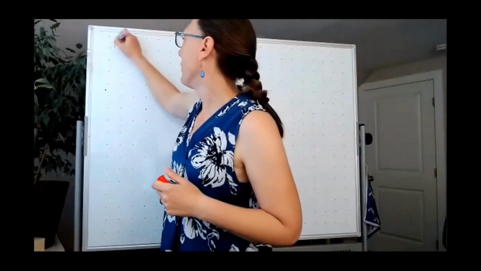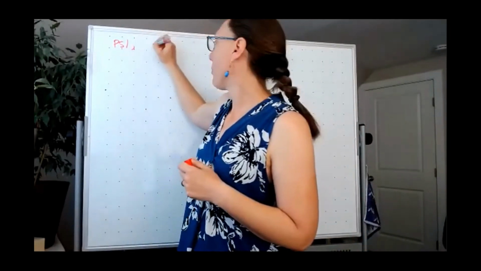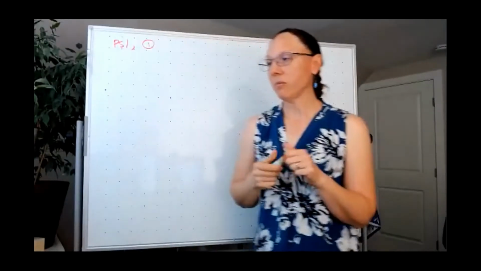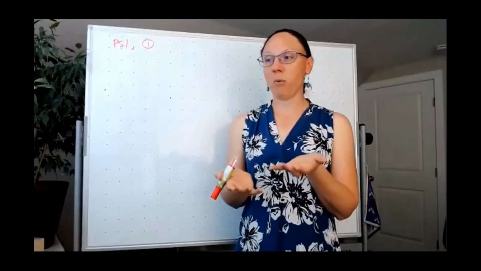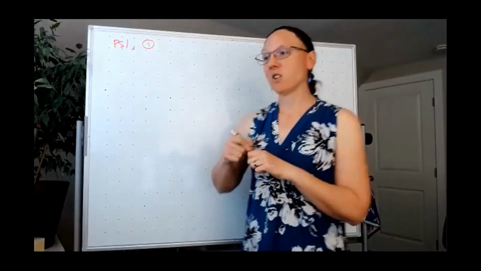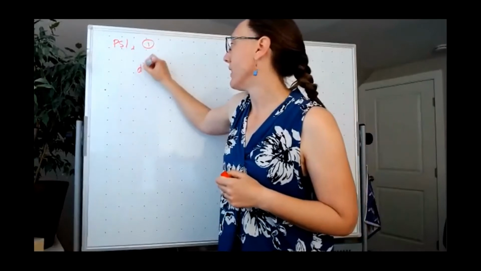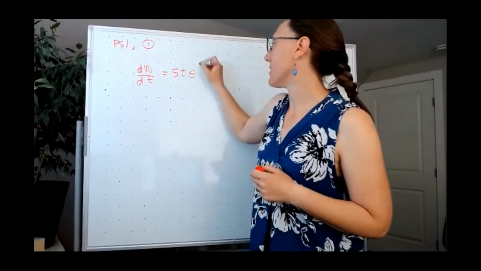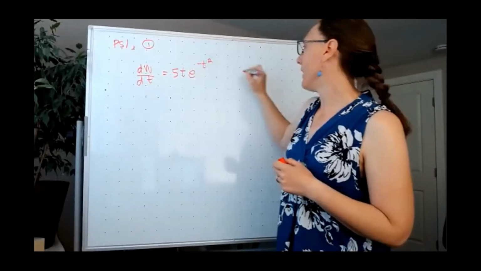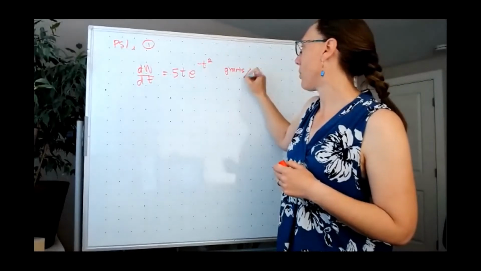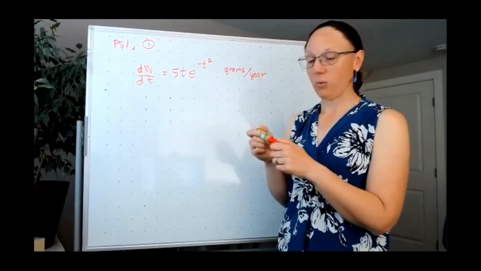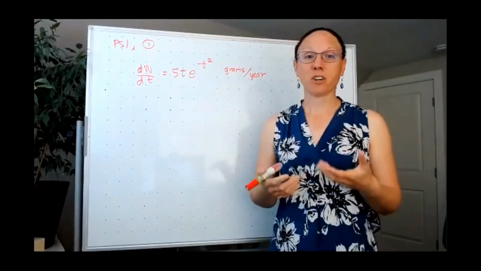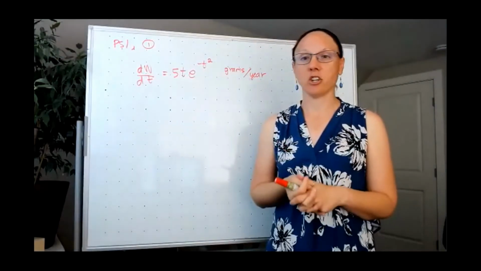So let's take a look at my problem set 1, question 1. So practice set 1, problem 1. So in this problem, I have stated that we have a tumor that is growing at a rate of dW/dt equal to 5t e to the negative t squared in grams per year, where t is measured in years. So the first question says, how much did the size of the tumor change in the first 2 years?